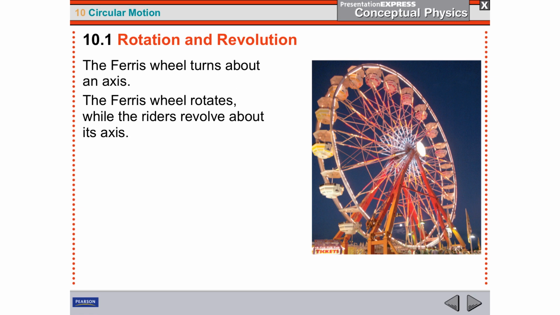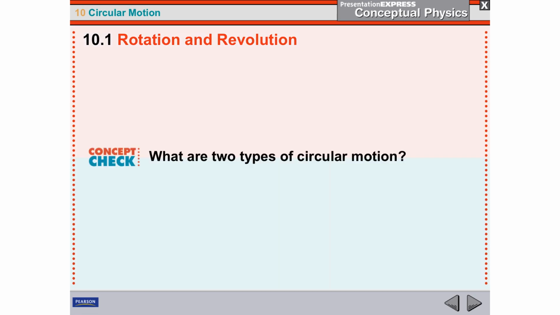I like that example. Okay, what are the two types of circular motion? You have rotation, where there's a spin around an internal axis, and then you have revolution, which is a spin around an external axis.